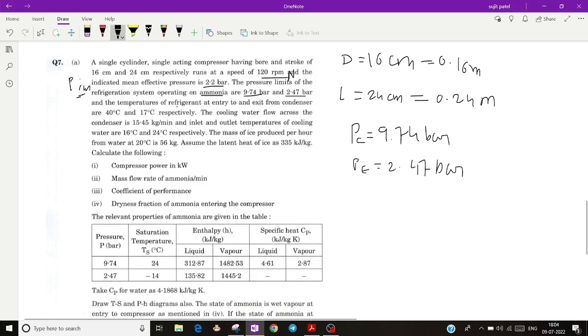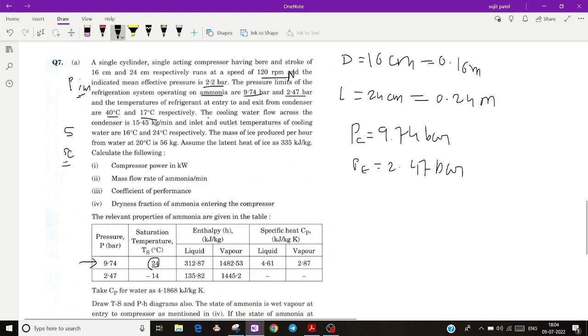The temperatures of the refrigerant at the entry and the exit of the condenser: at entry it is 40 degrees and at exit 17 degrees Celsius. But corresponding to the condenser pressure of 9.74 bar, the saturation temperature is 24 degrees. That indicates that this is the case of superheating as well as subcooling. And the condenser is water cooled.